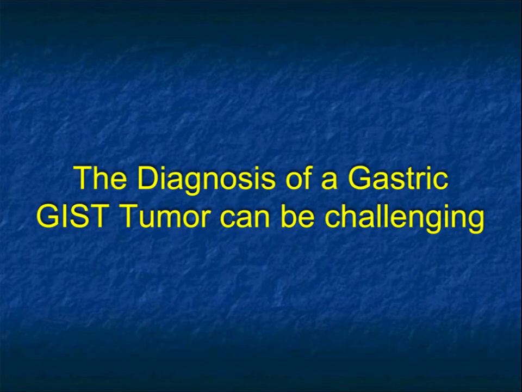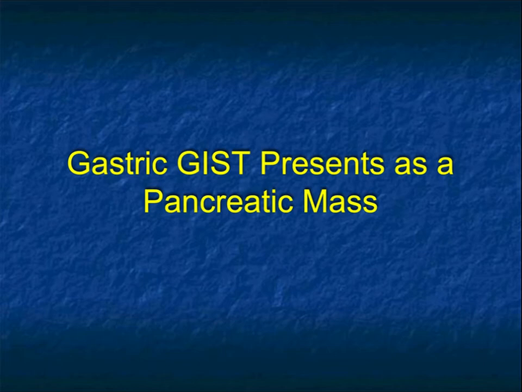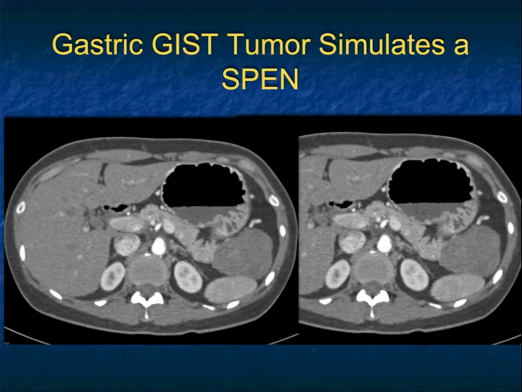So I think it's easy to say the diagnosis of GIST tumors can be challenging because of some of these pitfalls. So for example, pancreatic masses. Here's a nice example of a mass, which at first glance to me looks like a pancreatic lesion. And in fact, this was read as a pancreatic mass. Could it be a SPEN? The patient was a bit younger. Could it be a neuroendocrine tumor?